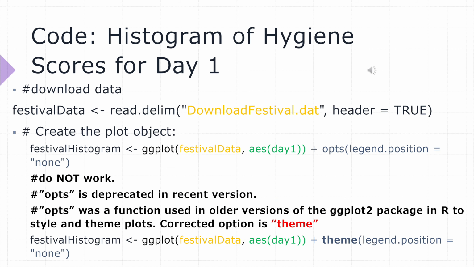Let us draw a histogram for scores on day 1. Same color rules: yellow is data, green is aes. It maps your table columns to what you see on the plot. Note, the textbook uses an option named opts. That option is deprecated in current ggplot. Use theme instead. First, create a plot object named festivalHistogram. Use festival data as the data source and map day 1 to the x-axis in the aesthetics. Then we apply a theme and set legend position to none.